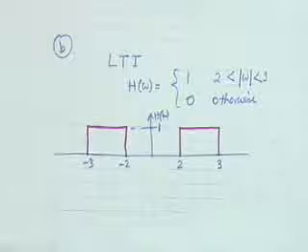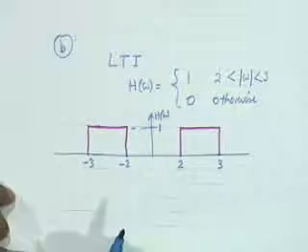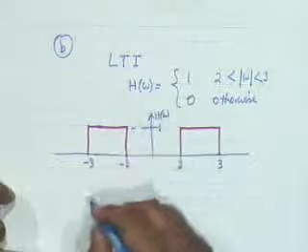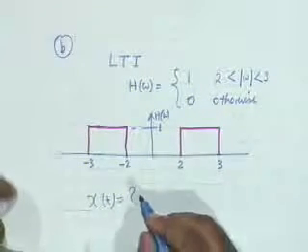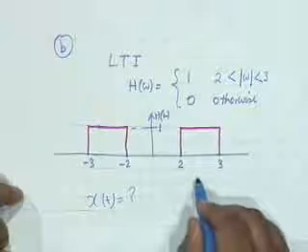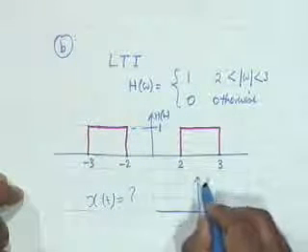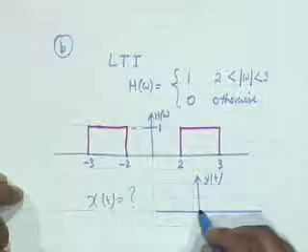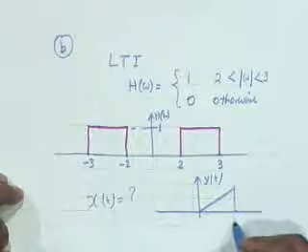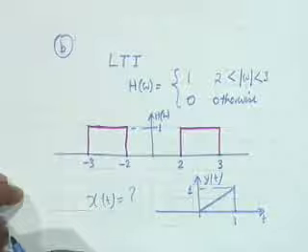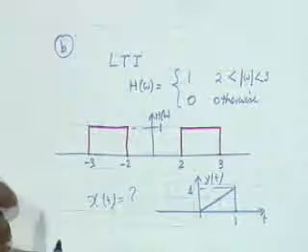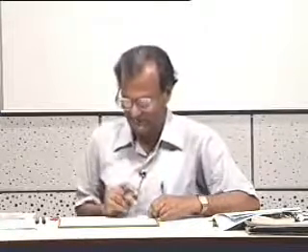The question is, is it possible to find an input x(t) such that, follow the question carefully, the output y(t) is a triangle like this, with values 1 and 1? Is the question clear? It's a bit unconventional question. Let me repeat the question.